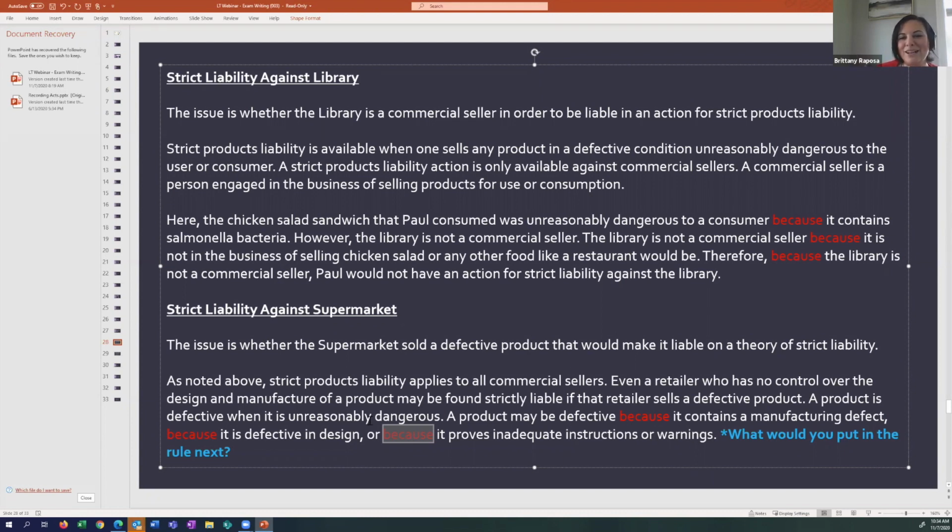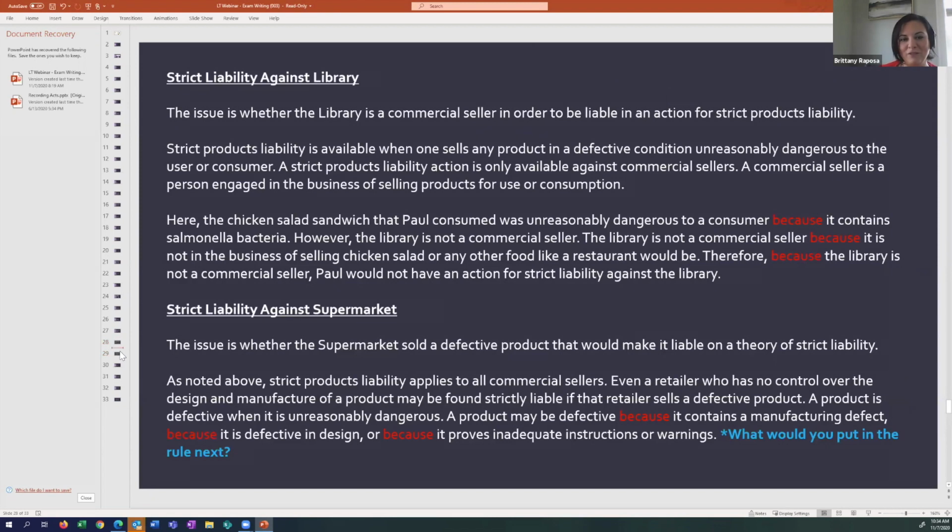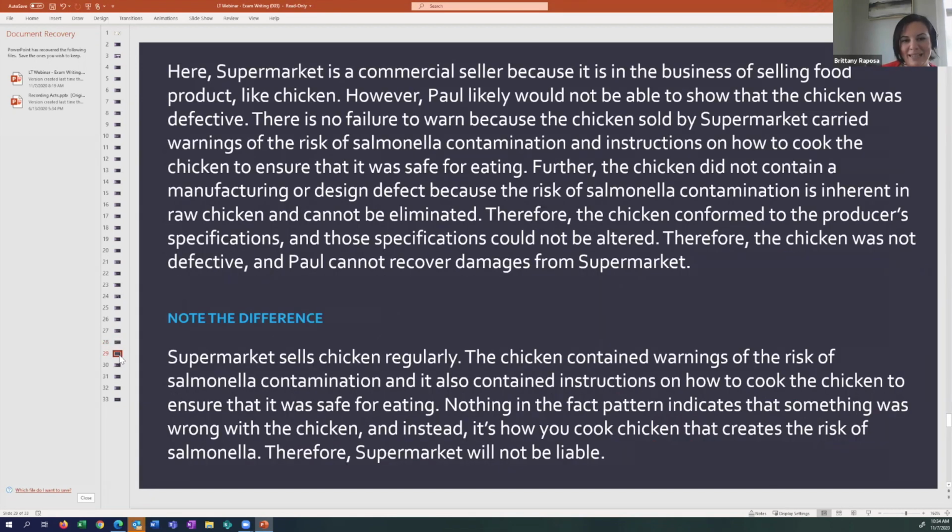So I put here kind of a question, right? We can guess what goes in the rule next. How do we make that rule more specific? It gets more specific by now defining what those different types of things are, right? What is a design defect? What is a manufacturing defect? What is failure to warn? And so I highlighted the because.